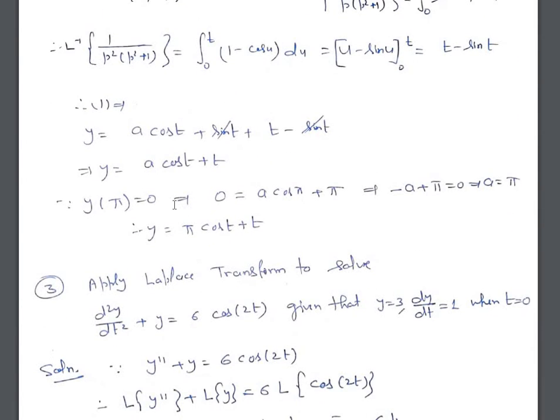So y at pi is 0, that means when t is pi, y is 0. So therefore 0 is equal to a cos pi plus pi. And you know that cos pi is minus 1, so we have minus a plus pi is equal to 0. So therefore a is equal to pi. So therefore y is equal to pi cos t plus t.